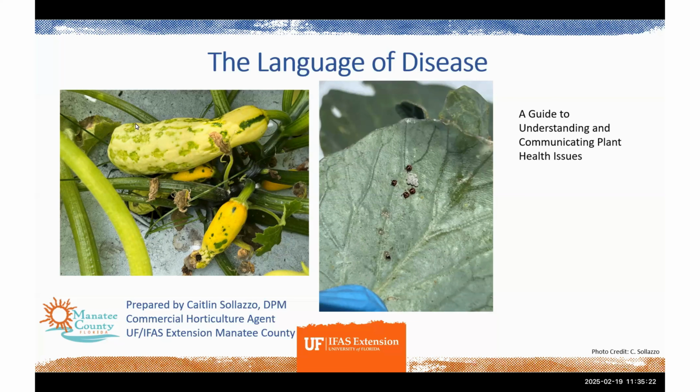Okay, all right. Here we just have a squash with a virus. And then here are just some tiny little baby stink bugs hatched out. All right, so let's begin.